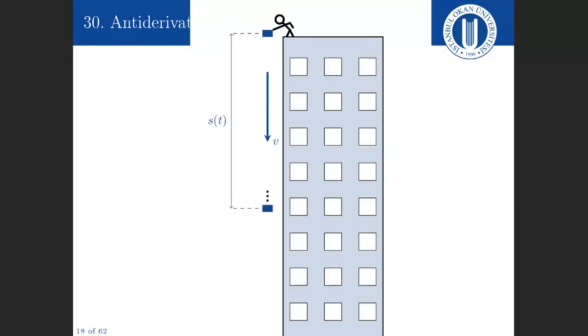Here's a picture. At the top is my bad drawing of what I think you look like. You're standing on the top of this building and you're going to drop a box off the side of this building. This box is going to fall downwards. The velocity of the box pointing downwards, I'm calling v. How far does the box fall in t seconds? I'm going to call this s of t.